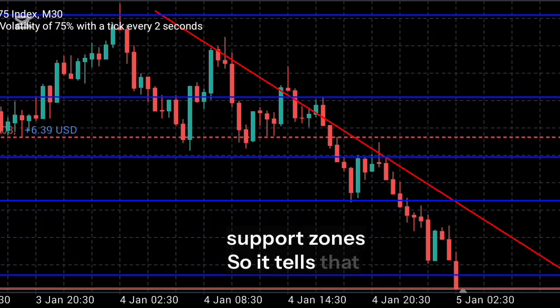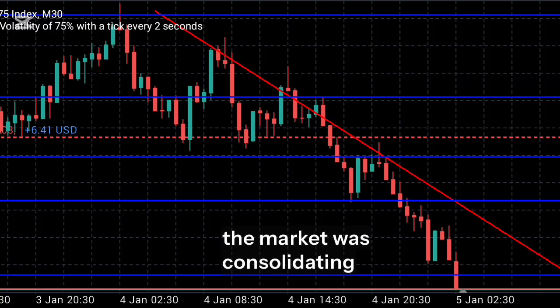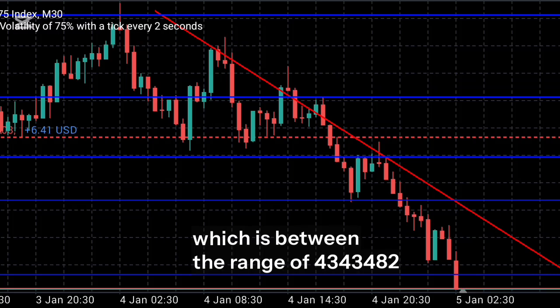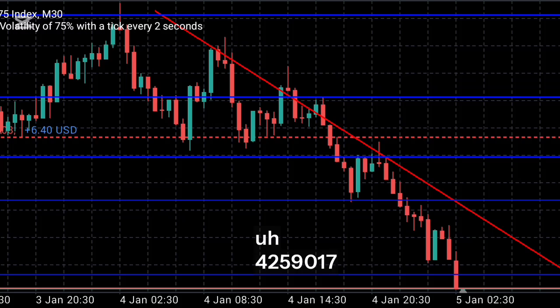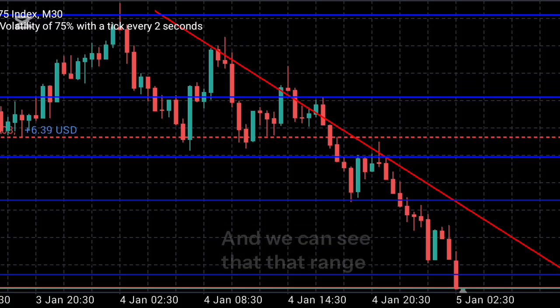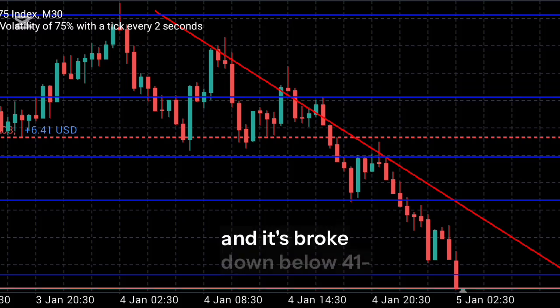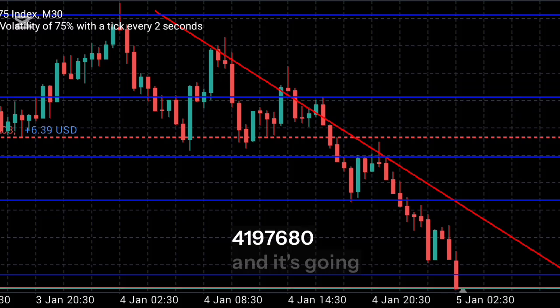So it tells us that the market was consolidating at a point which is between the range of 43434.8 to 42590.17, and we can see that that range stood for some time and then broke down below 41976.80, and is going lower.